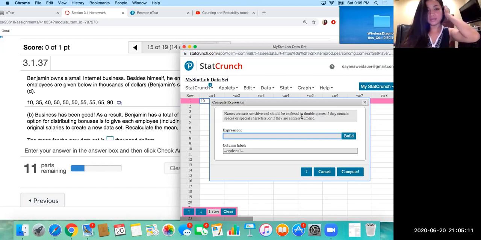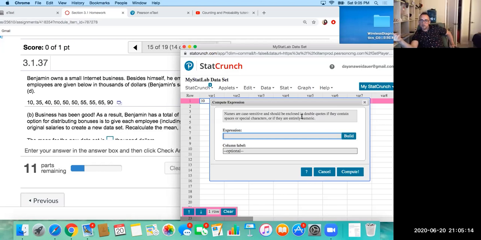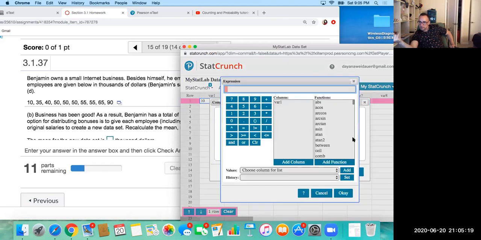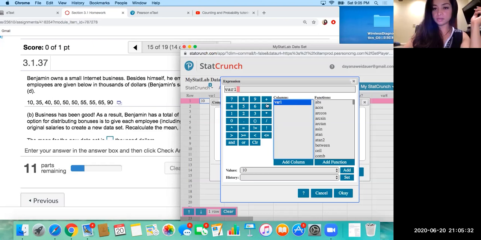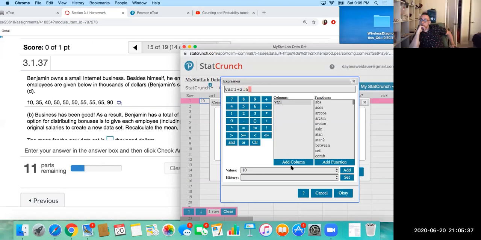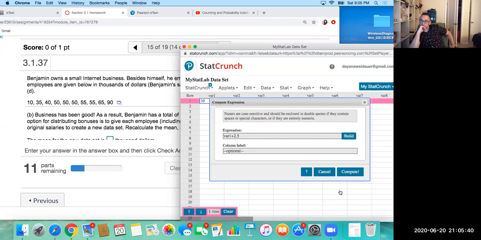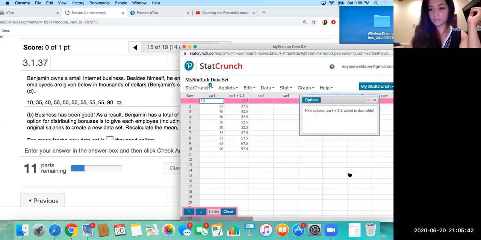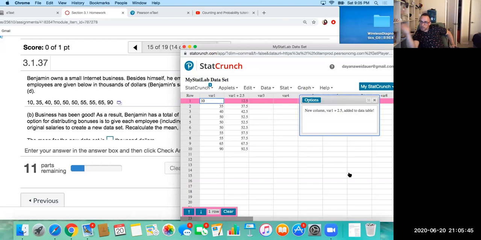Okay, so try this for my own sake. Hit build and click variable 1. Double click. And then hit plus 2.5. Curious about this. Press OK. I want to see if this works. Compute. Okay, cool. It worked. It added 2.5 to everything in row 1.